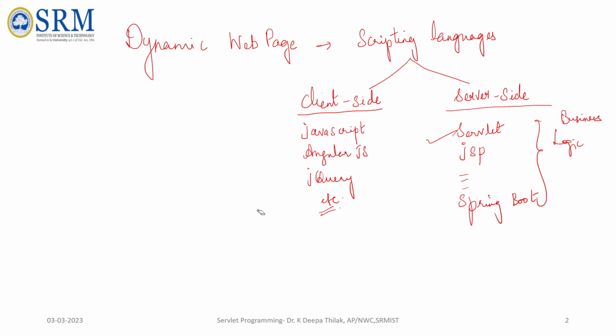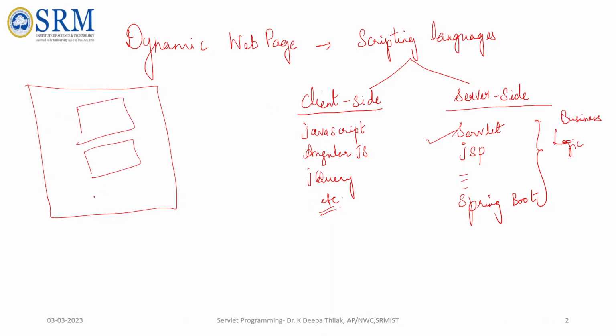Okay, so first we'll start with what is a dynamic web page. A dynamic web page, as we already know, is any web page which responds to the user input. For example, if we have some form elements like a text box or button, and I type some value and click OK, it will be processed and the result given. Based on the user input, my web page is responding, so that is the dynamic web page.